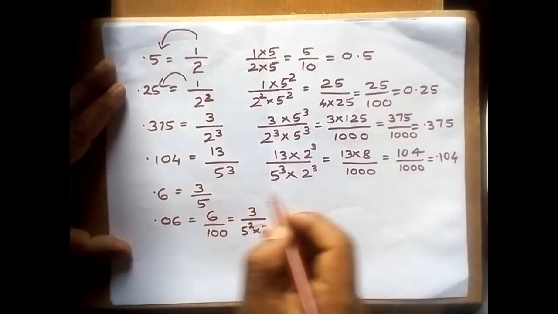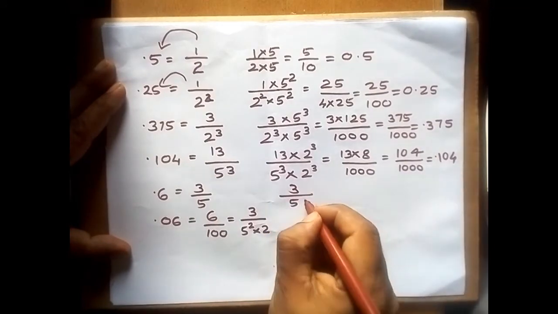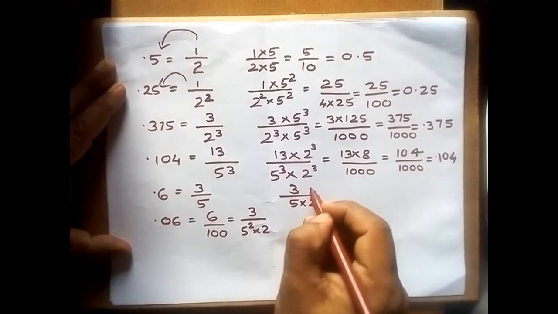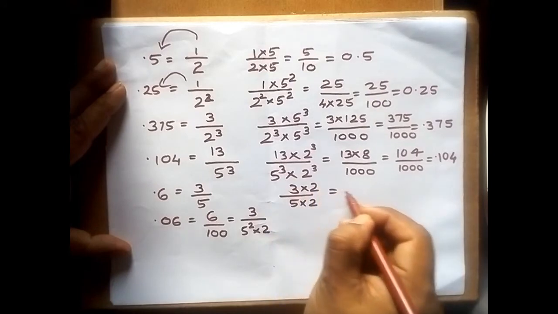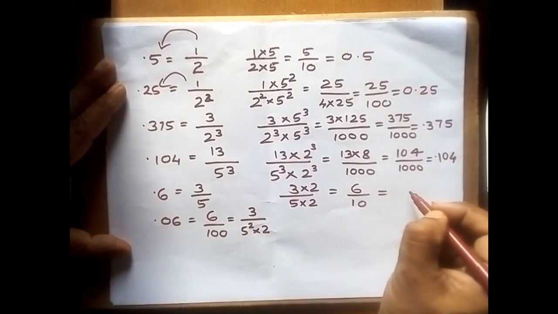Okay, 0.6 is equal to 3 divided by 5. Repeating the same process. So only 1 5 is here. I am multiplying with the 1 2 here. 6 divided by 10, I am getting 0.6.